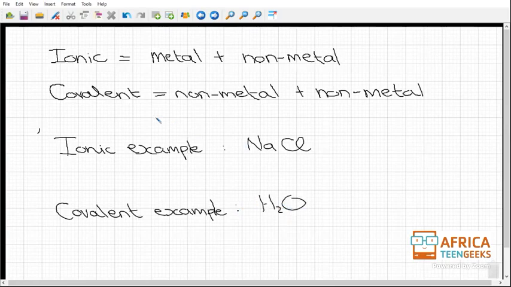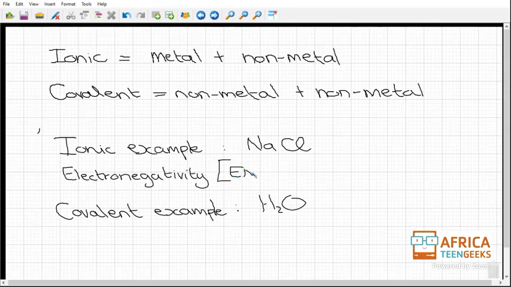We can say this is ionic because it's a metal, sodium, and a non-metal, chlorine. And we can say water is covalent because H, hydrogen, is a non-metal and O, oxygen, is a non-metal. Now I want to show you how we can think about it in terms of electronegativity. And because I can't spell, and I take shortcuts, I shorten electronegativity to EN.